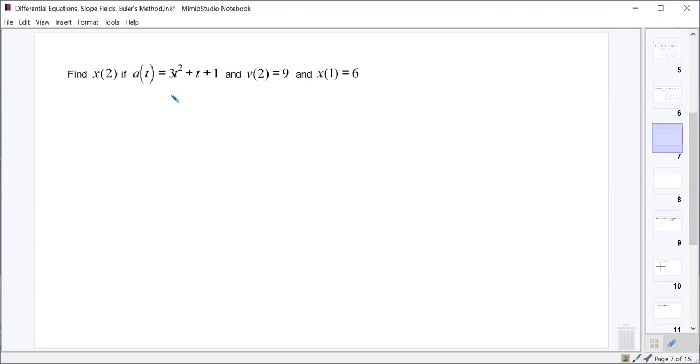Why don't you guys do this one? This one is a second order differential equation. We're going to go from acceleration all the way up to position. So I'll give you 2 minutes. This one might take a little bit more time. Two minutes to work through this one, and then we'll go through it.